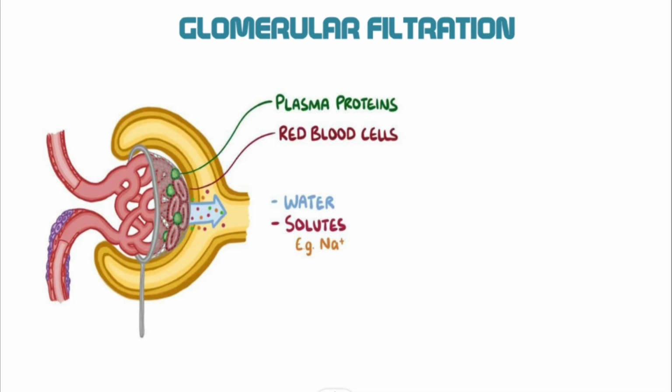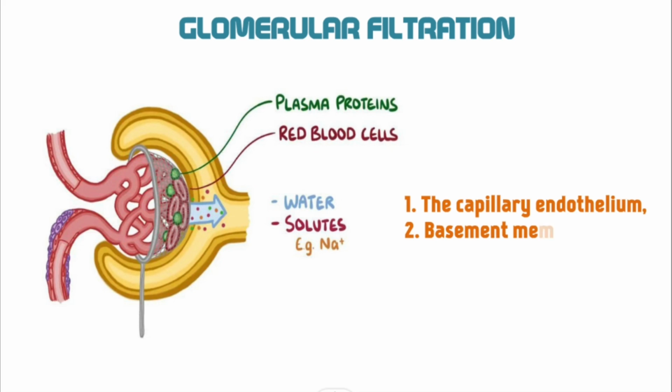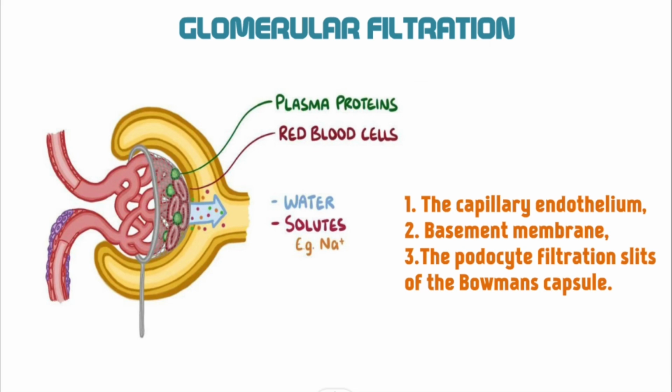The process of urine formation begins with glomerular filtration. The glomerulus acts as a filtration sieve. Blood pressure forces plasma through a three-layered filtration membrane: the capillary endothelium, the basement membrane, and the podocyte filtration slits of the Bowman's capsule. Water, glucose, amino acids, and small solutes pass through to form glomerular filtrate, while large molecules like proteins and blood cells remain in the bloodstream.